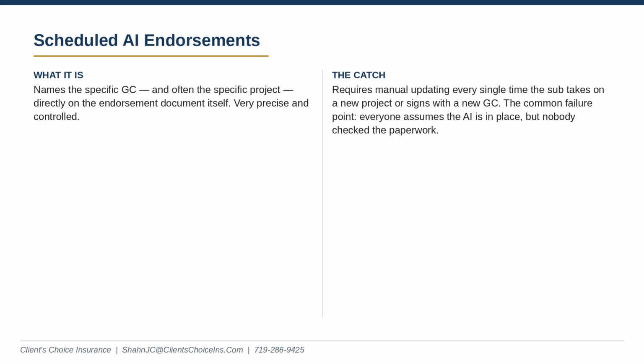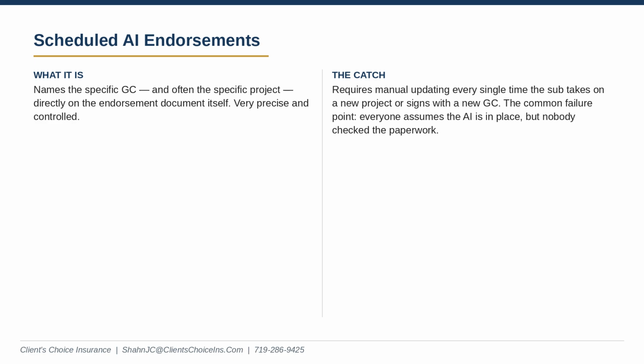Which sounds great in theory, right? Very precise. It is incredibly precise. Yeah. But it requires manual updating every single time that subcontractor takes on a new project or signs with a new GC. And this is the common failure point the source warns about. Everyone assumes the AI status is in place, people get busy, a loss happens, they check the paperwork, and nobody ever actually updated this specific schedule. Exactly. The GC isn't covered at all.